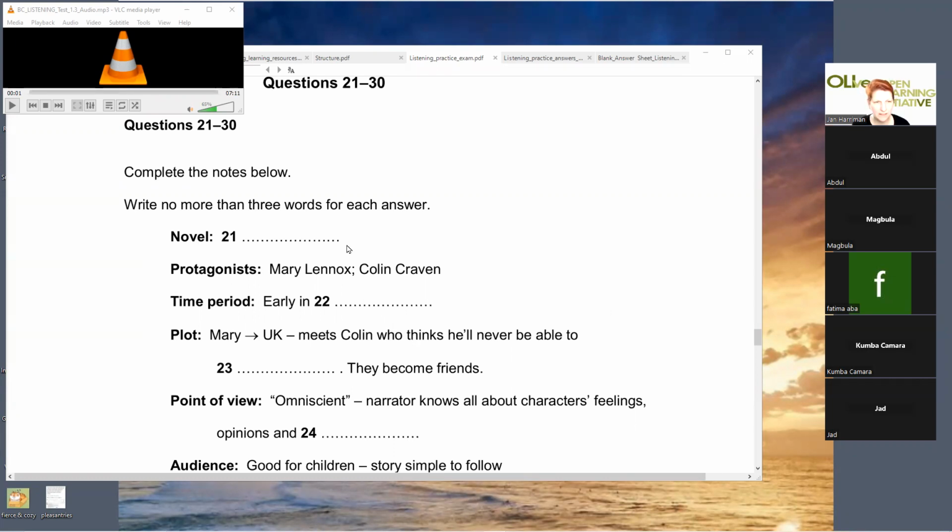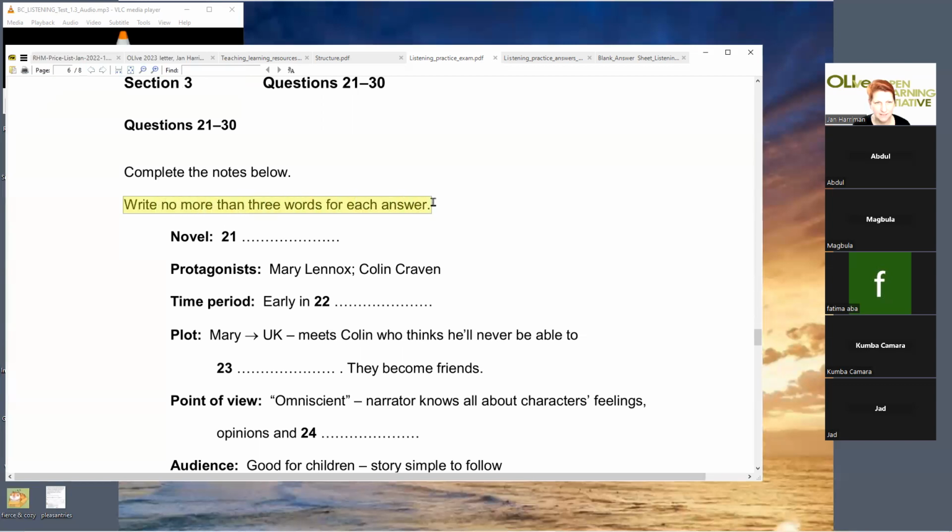So what have we got here? These are all gap fills, aren't they? And what's our instruction? What can we put into each of these blanks? No more than 3 words. That is the key word, yeah.